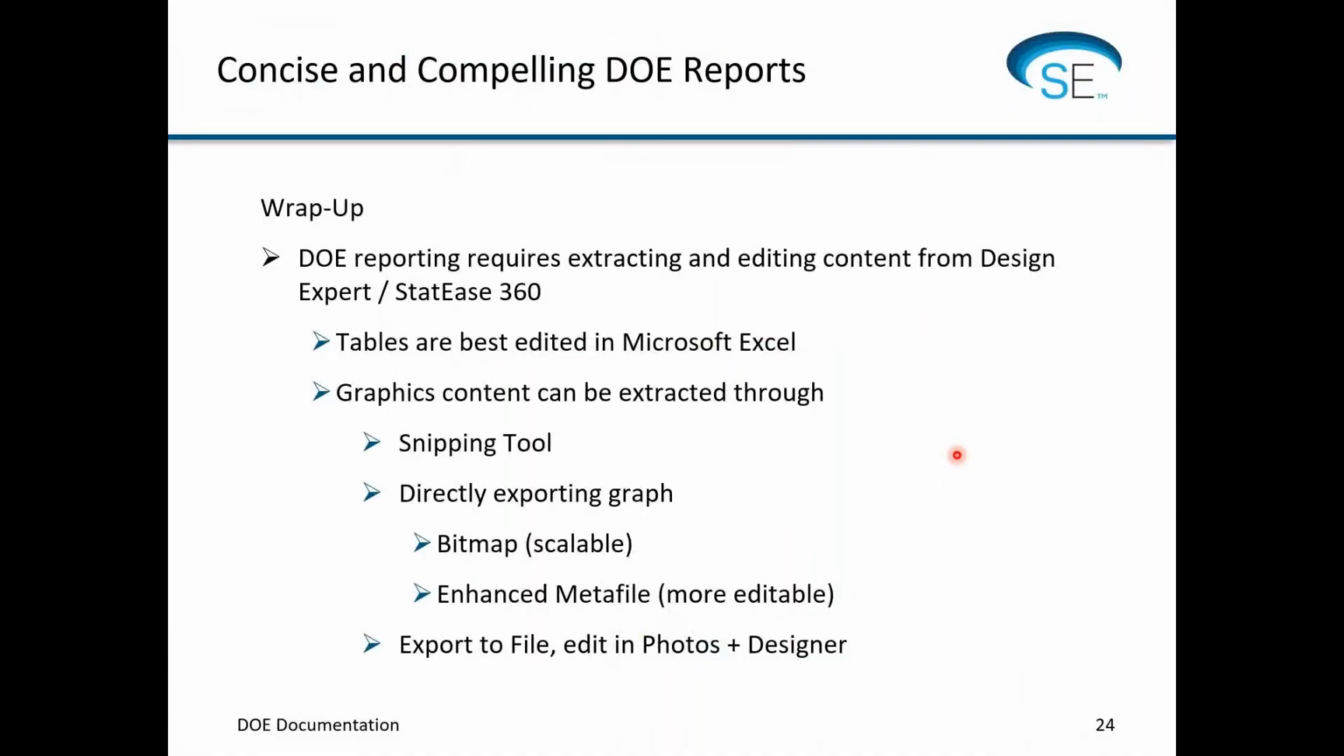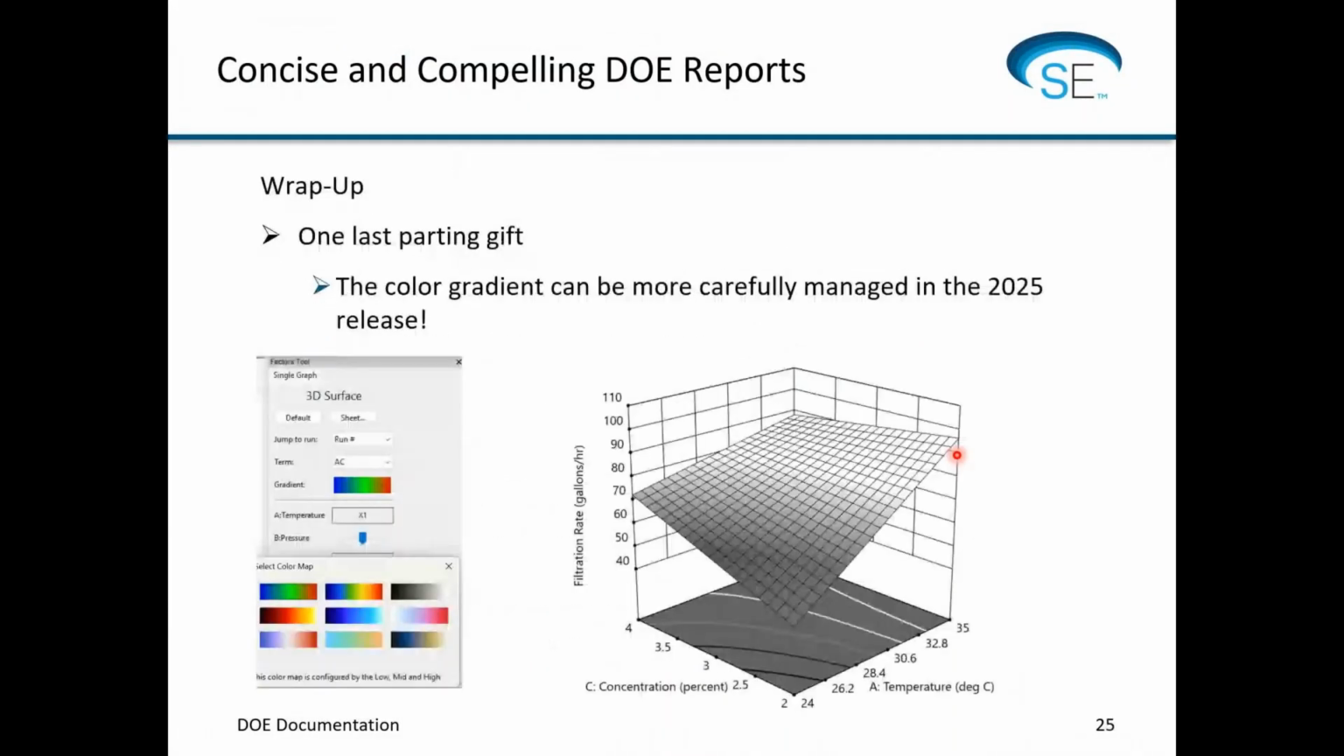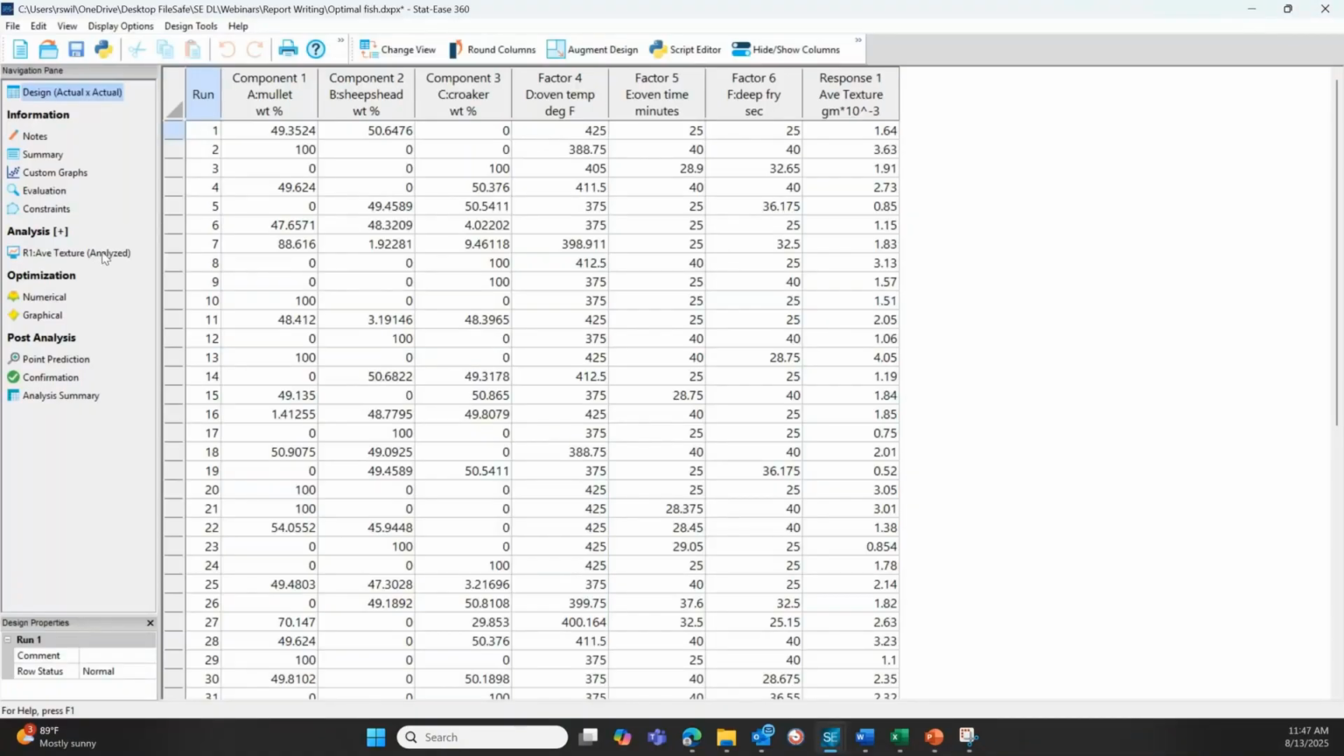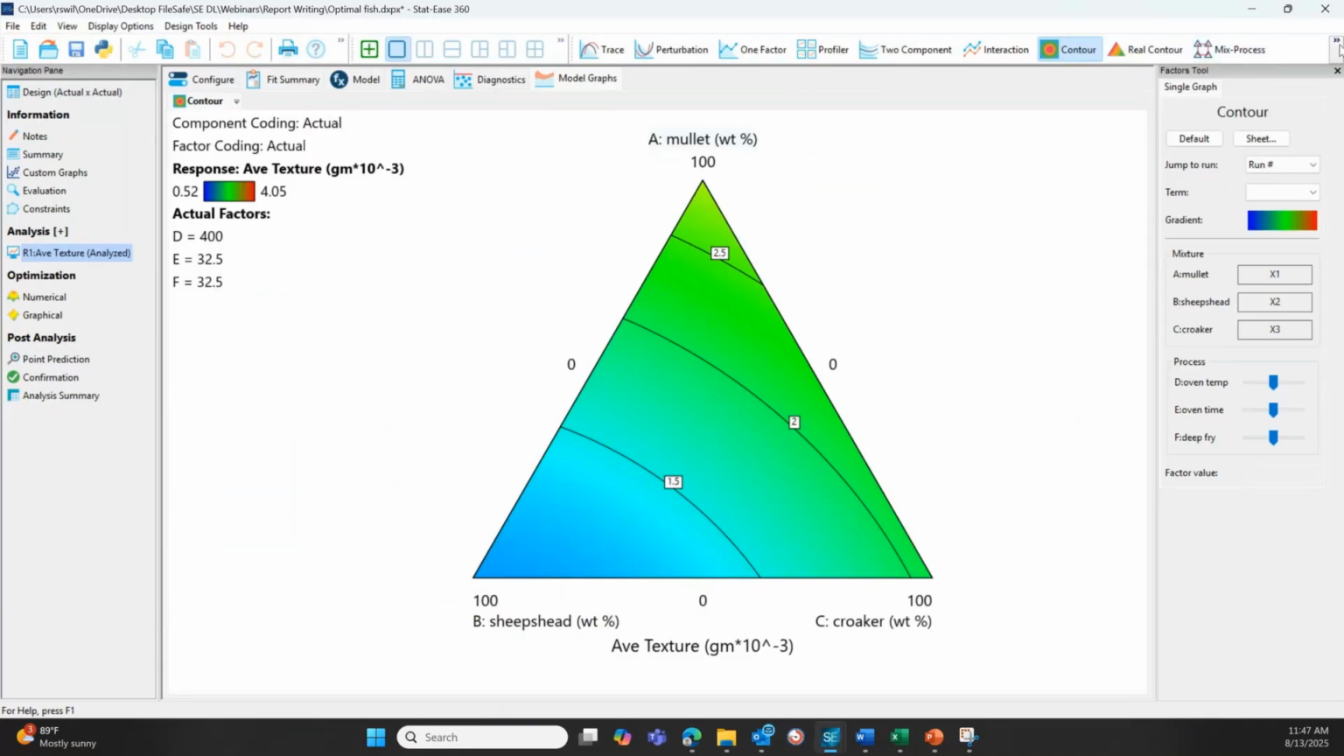Okay. One last parting gift. We can now do some things a little bit more interesting with the 3D plots. The color gradients can now be more carefully managed in the 2025 release. So let's go to the fish case again and just show you what I'm talking about. So here's the fish case. Okay, so here, let's take a look at a 3D plot.